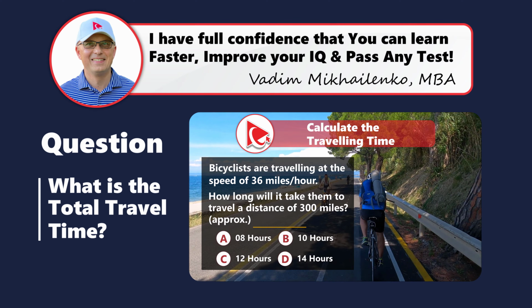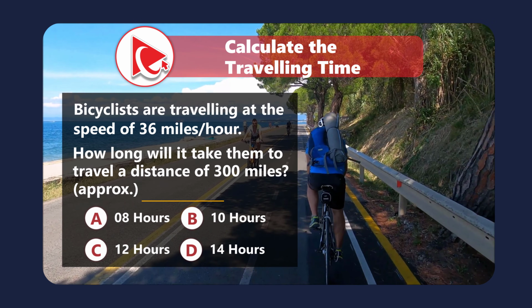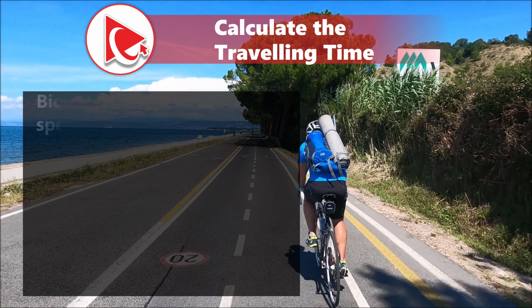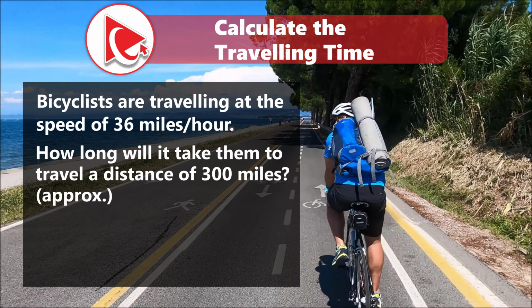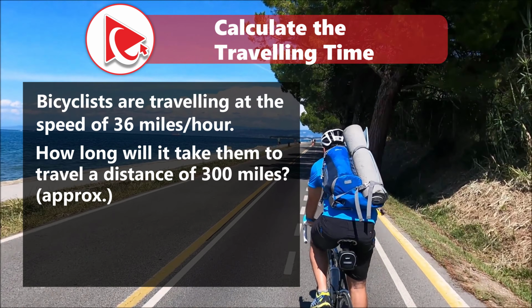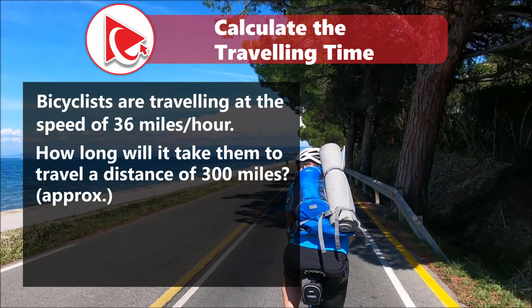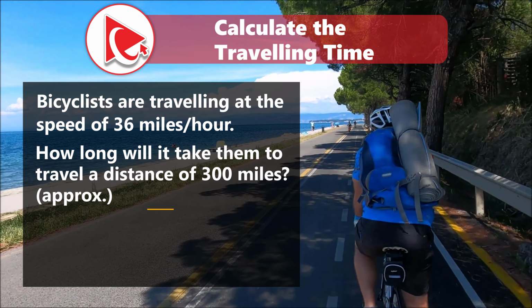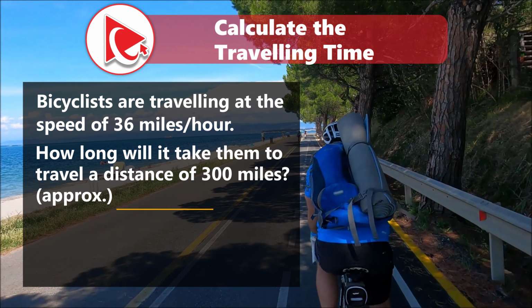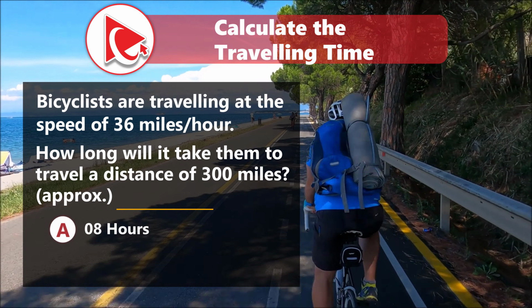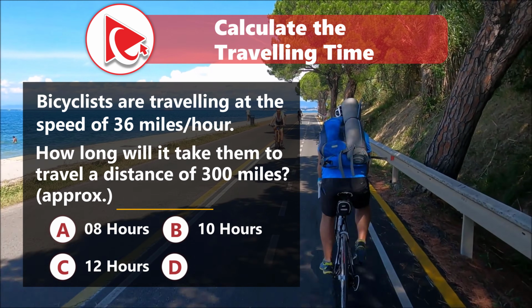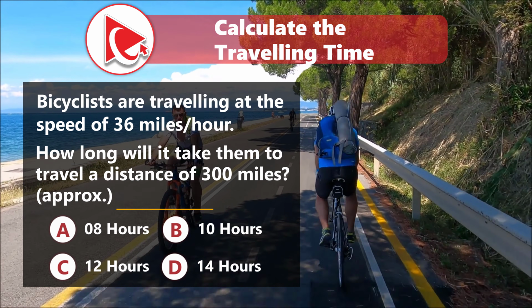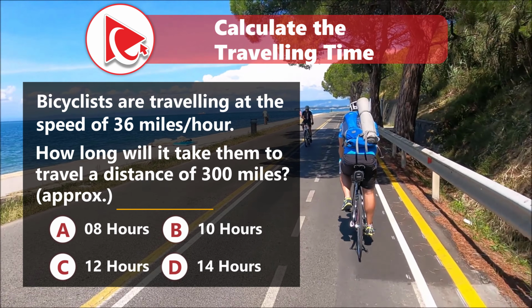Here's a quick question to keep you sharp and test your math skills. Bicyclists are traveling at the speed of 36 miles per hour. How long will it take them to travel the distance of 300 miles? You need to find the approximate value and select one of 4 possible choices. Choice A, 8 hours. Choice B, 10 hours. Choice C, 12 hours. And choice D, 14 hours. Take a close look to see if you know the answer.